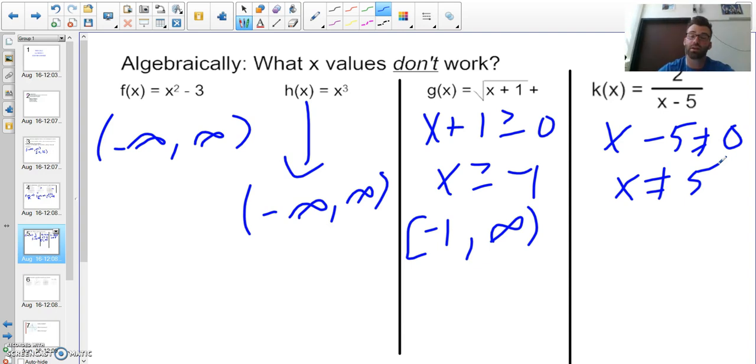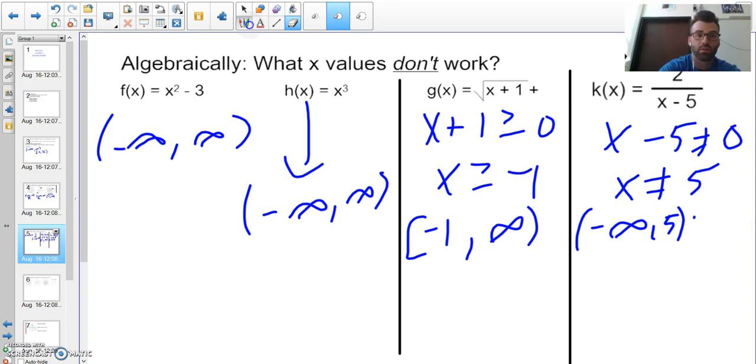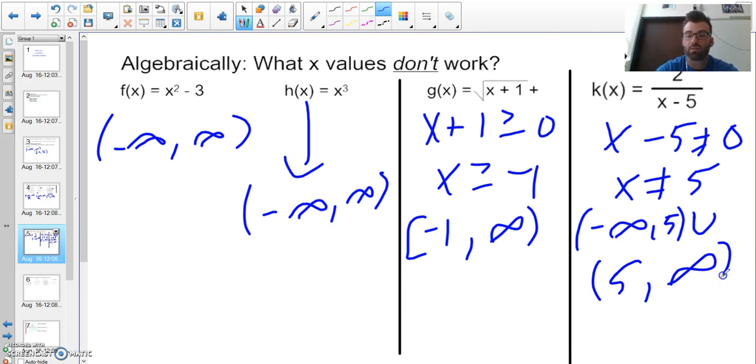So if I want to write that in interval notation, well, x can be any negative number, so negative infinity to 5, now not including 5. All right, union, pick back up at 5. I'm going to write the rest of this down here. Okay, let's try that again. I'm going to go union 5 to infinity. So I'm not including 5, but I'm picking back up at 5. So I'm going all the way from negative infinity to 5, and picking back up.